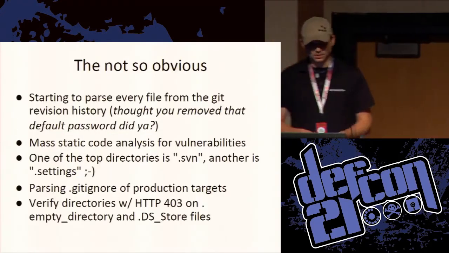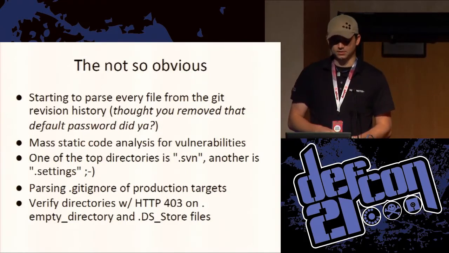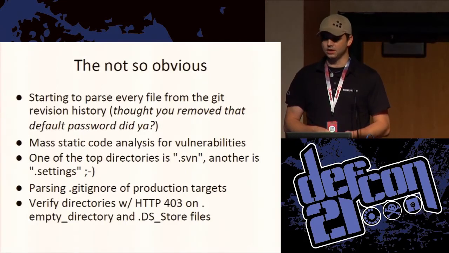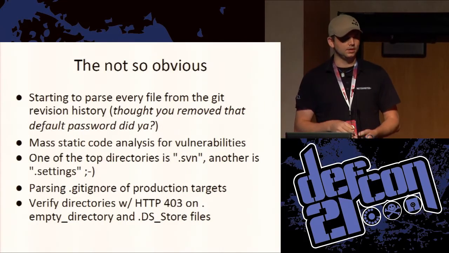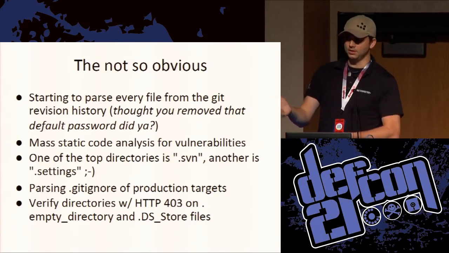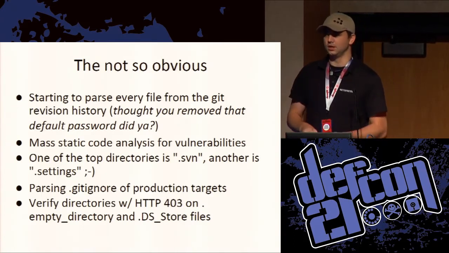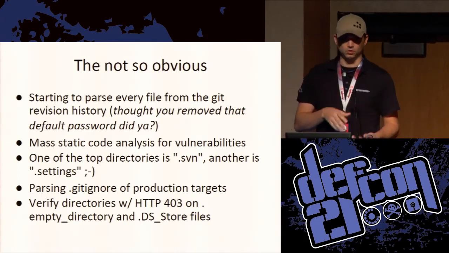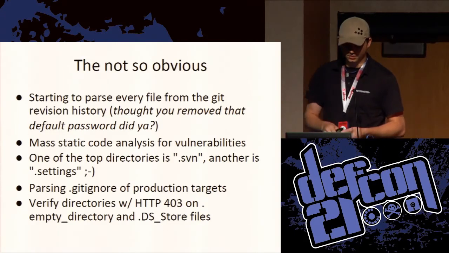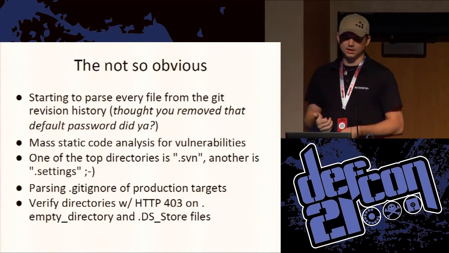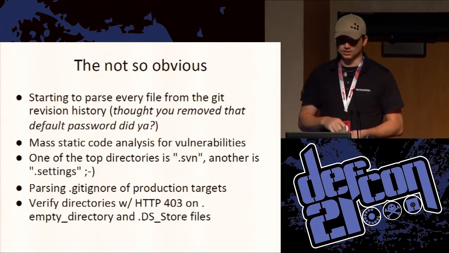So the not so obvious stuff is you start parsing every file from the Git revision history. Right now Wick isn't, but if you store your password, and then the gentleman who just said it removes it, you can go back in the history if you don't nuke it. Mass static code analysis, so you can find vulnerabilities in a ton of things really quickly.